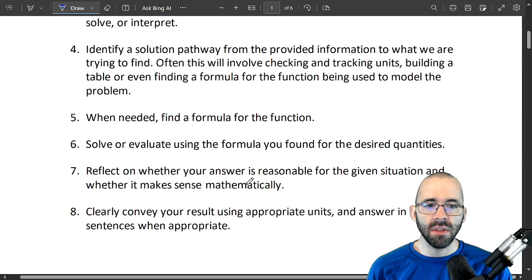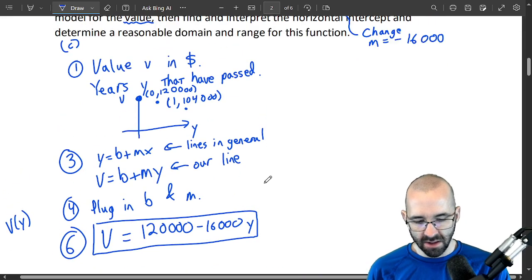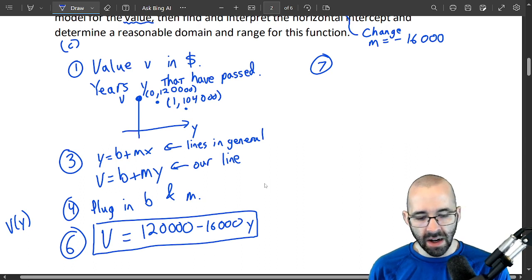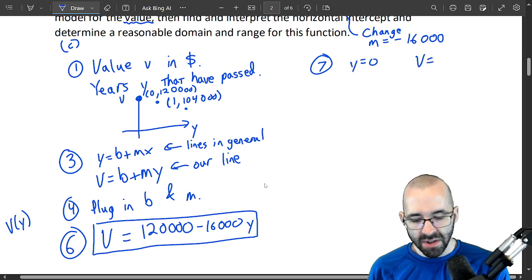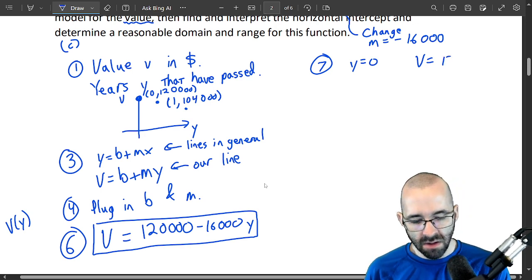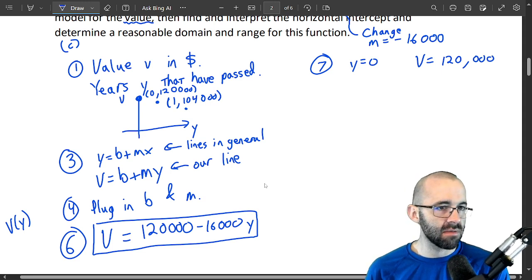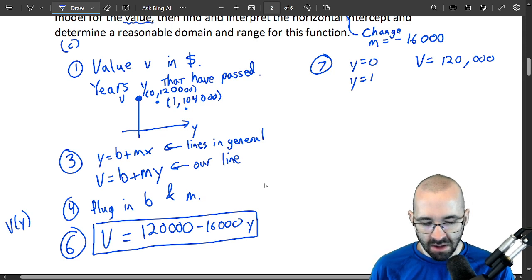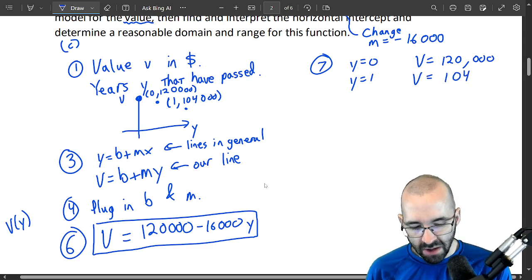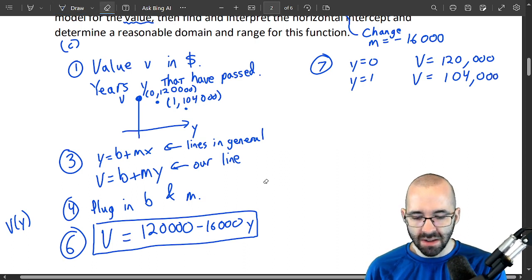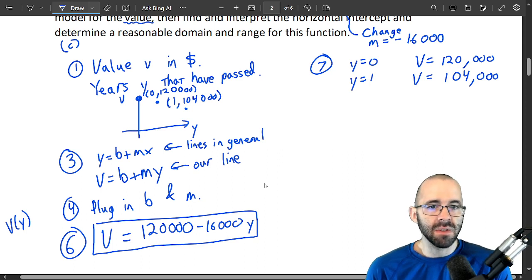Anyway, step 7. Does our answer seem reasonable? Does it make mathematical sense? Okay, well, I don't know. Does it? Let's see. If we plug in some points, right? If y equals 0, what is our value going to be? Well, it's going to be 120,000 minus 0. Okay, that one makes sense. Initially, the value is 120,000. If y equals 1, well, we get 120,000, V is going to be $104,000. Okay, that makes sense too. A year later, it went down by 16,000. Okay, it's making mathematical sense.